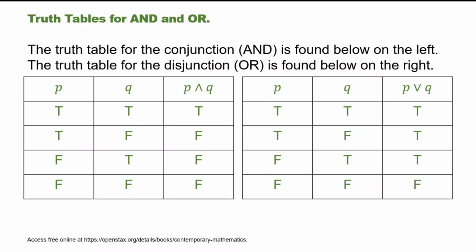The truth table for the disjunction OR is found below on the right. And this is a 3-column, 5-row table as well. The first 2 columns are P, Q, and they are true, true, true, false, false, true, false, false. The third column is P or Q, and as previously stated, where either P or Q is true, P or Q is true. And so the final column is true, true, true, false.